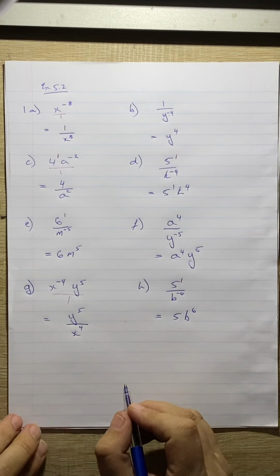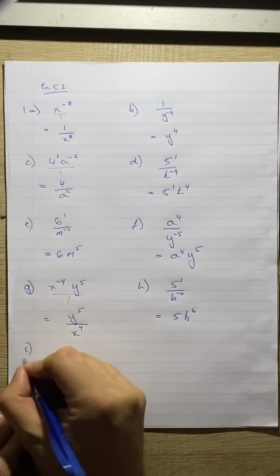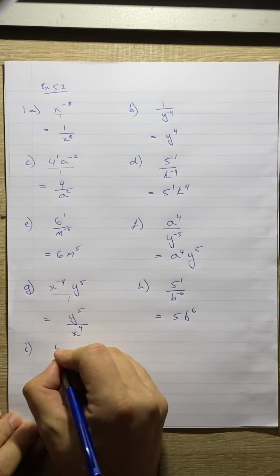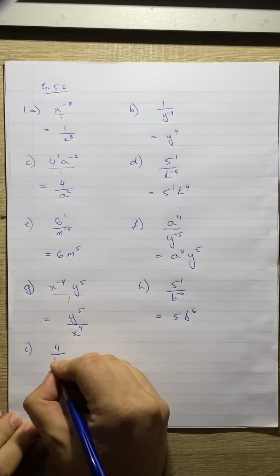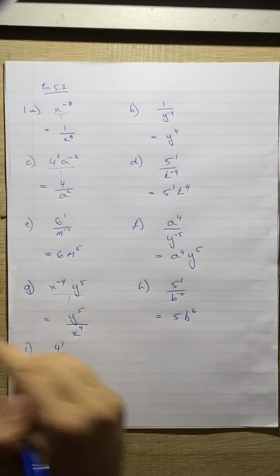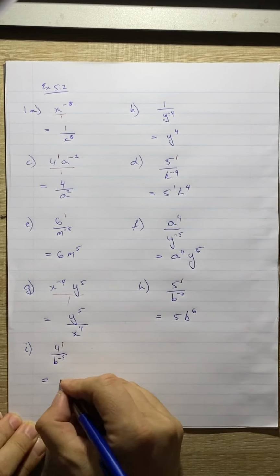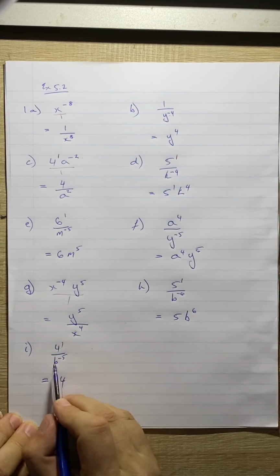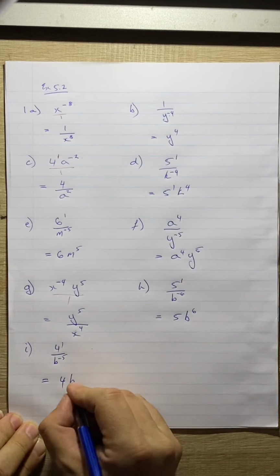Okay, question I. We've got 4 over b to the minus 5. Put in my invisible exponent. Leave the ones that are positive where they are, so the 4 is happy where it is. This b is not happy because it's negative. Once it comes to the top, it's b to the 5.